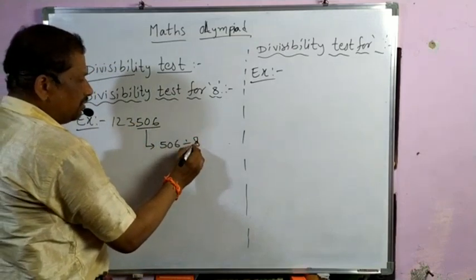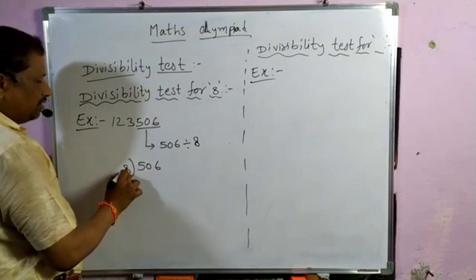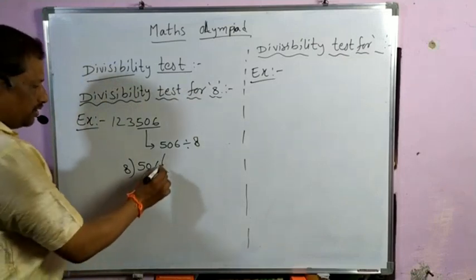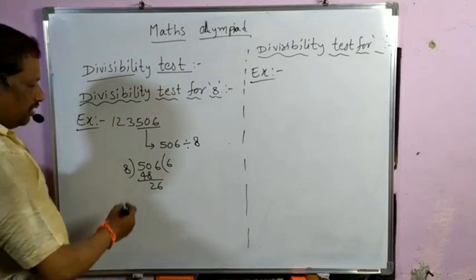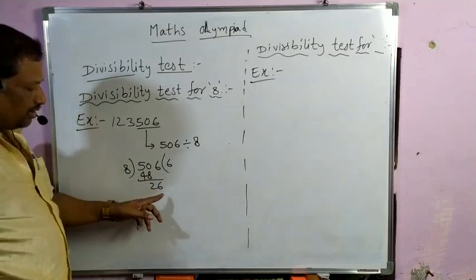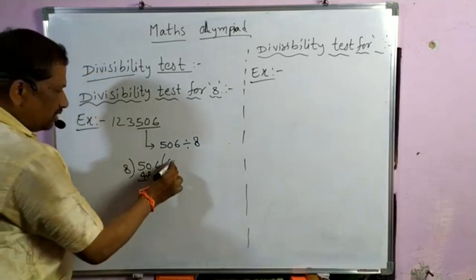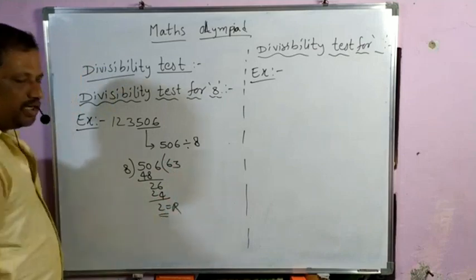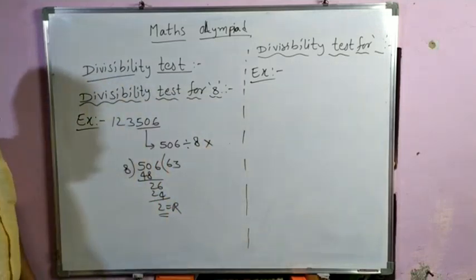So let us check whether it is divisible by 8 or not. 506: how many times does 8 go? 8 sixes are 48, the remainder is 2, and 6 comes down. How many times will 8 go into 26? 8 threes are 24. So here the remainder is 2. It is not divisible, so it is not divisible by 8. Then the given number is also not divisible by 8.